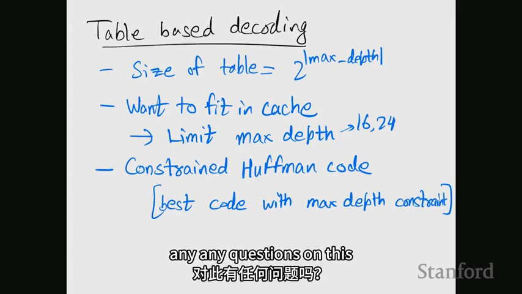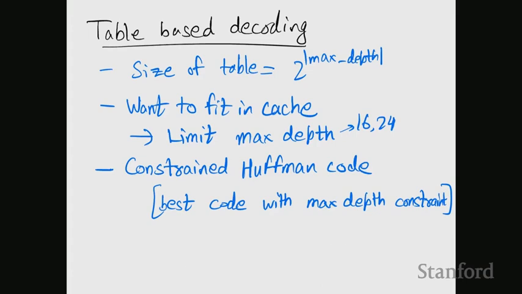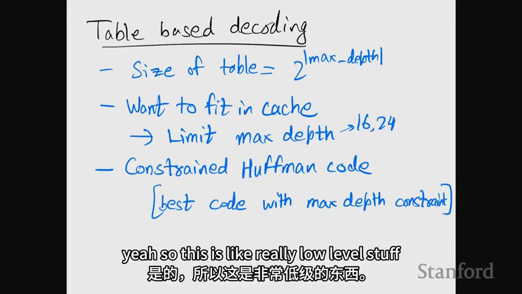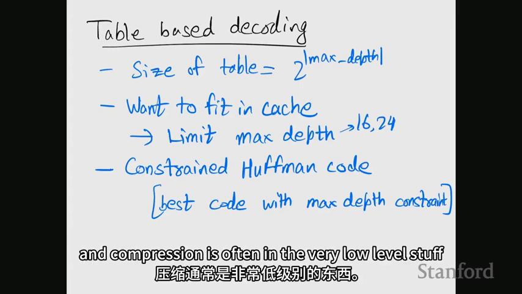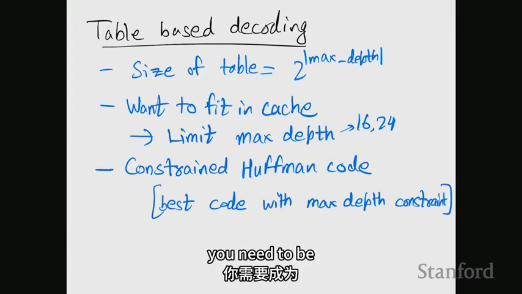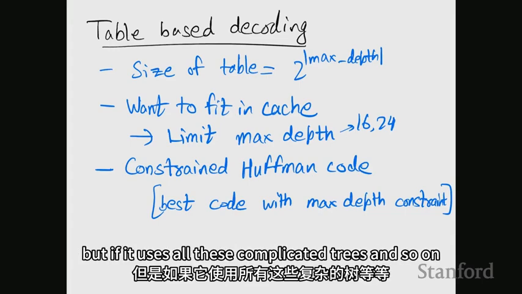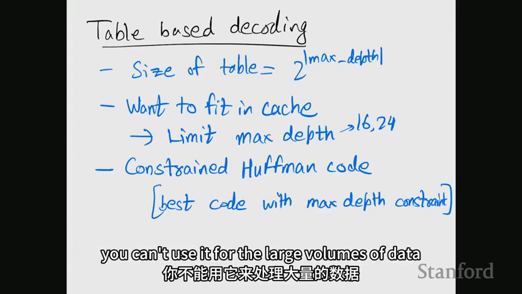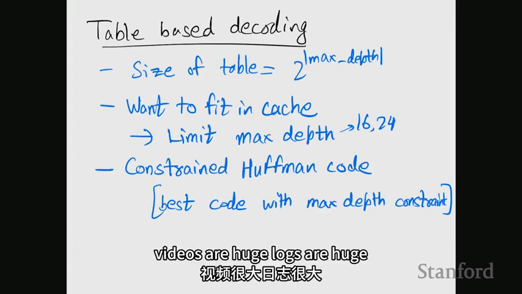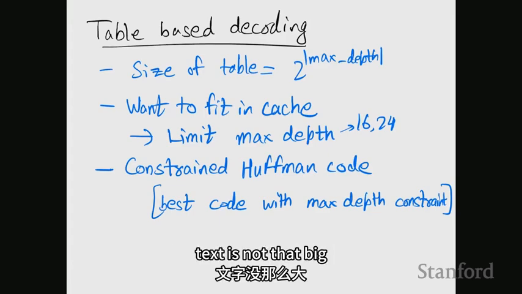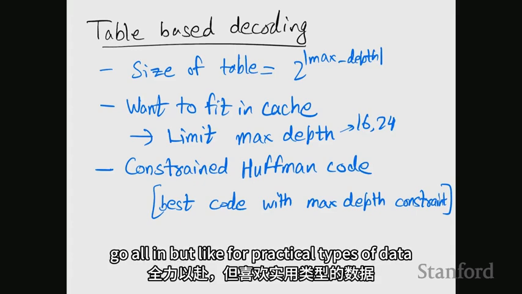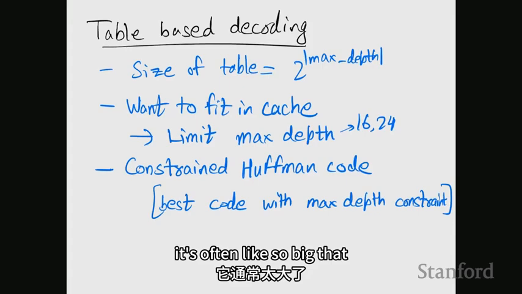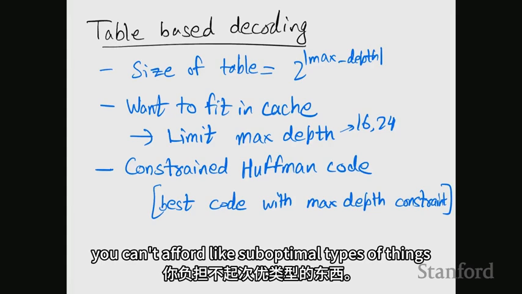Any questions on this? Yeah. So this is really low level stuff, but you will see that a lot of the action in compression is often in the very low level stuff. You have a good algorithm, that's good, right? But if it uses all these complicated trees and so on, you can't use it for large volumes of data. Videos are huge, logs are huge, text is not that big. So if you're just compressing text, go all in. But for practical types of data, it's often so big that you can't afford suboptimal things.